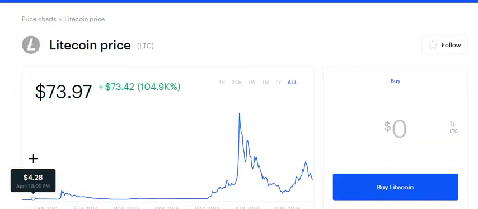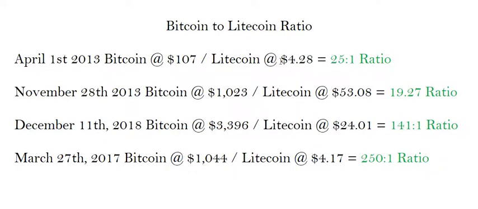Litecoin was $4.28 on April 1st. And so you take these two numbers, you divide them, and it just gives you this 25 to 1. So just like how we looked at with gold, the silver to gold ratio, when it got down into the 15 to 1, that was when silver was getting expensive relative to gold. It works the same with Litecoin. So when Litecoin gets down into the 20s or the 30s, it's getting expensive compared to Bitcoin.